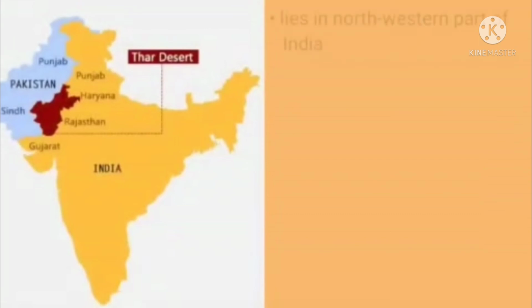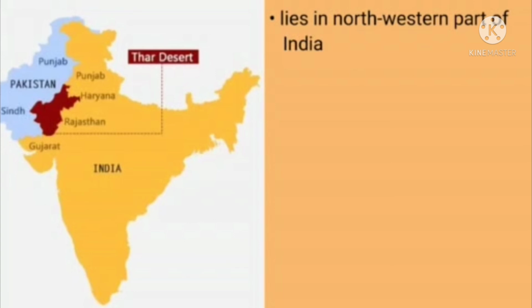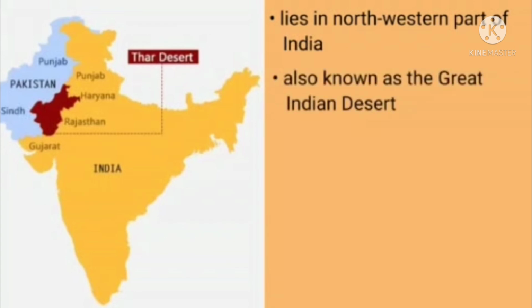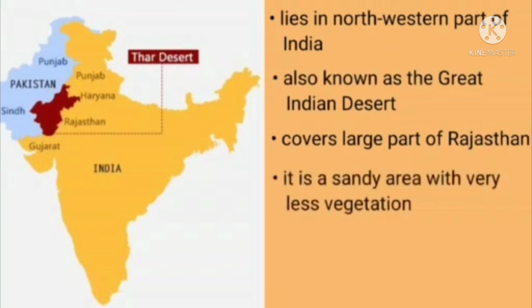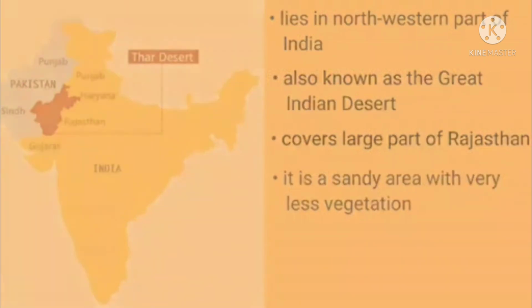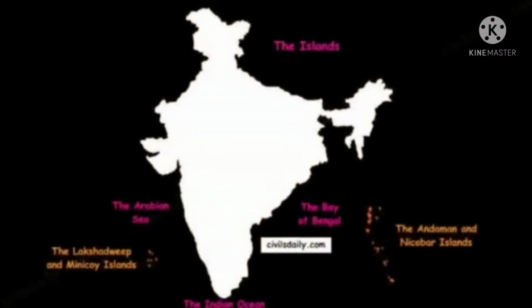The Thar Desert. The Thar Desert is a hot, dry desert in the northwestern part of India. It is also known as the Great Indian Desert. It covers a large part of the state of Rajasthan. It has large stretches of sand with only a few short trees and some thorny bushy plants that need very little water to grow.